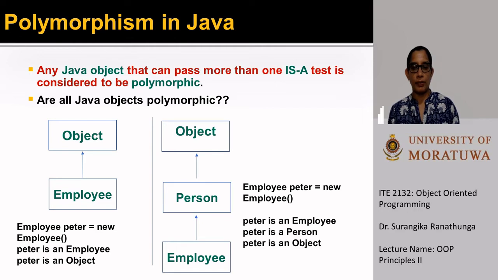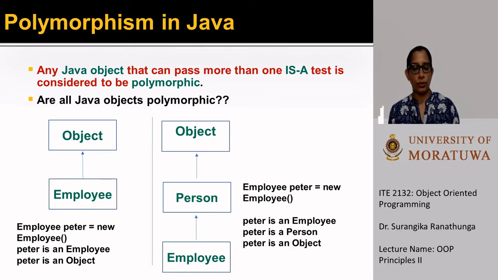Now look at the other example. Here when we say Employee peter equals new Employee, we can say Peter is an employee. Since person is a superclass of employee, we can say Peter is a person. And finally, we can say Peter is an object. How many IS-A tests does this Peter object pass? It passes three IS-A tests: object, person, employee. So this object is also polymorphic. Next question: are all Java objects polymorphic? What do you think? Yes or no?